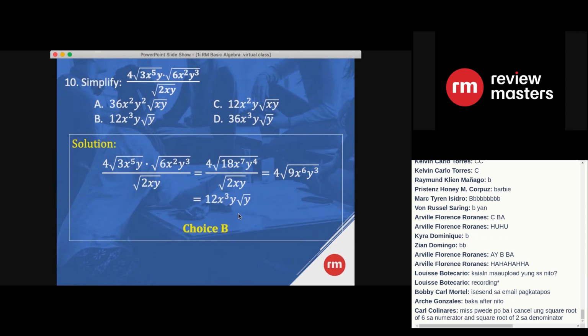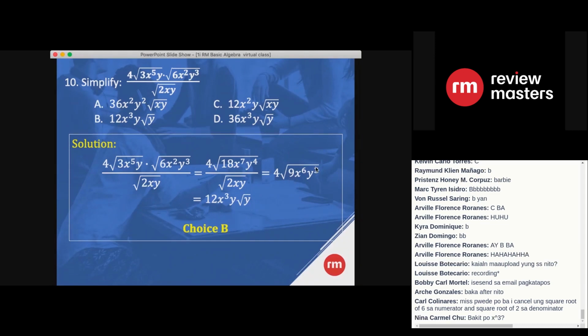Miss, pwede po bang i-cancel ang square root of 6 sa numerator and square root of 2? You cannot cancel that. But you can perform, pwede mong i-divide. Pero hindi mo pwedeng alisin yung square root nila. Cannot be. That's why you still have here square root.